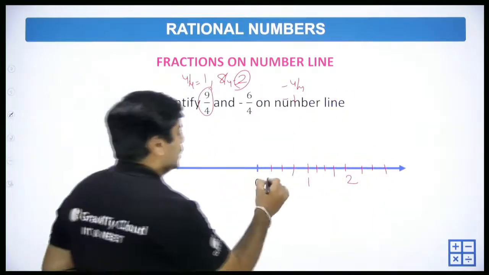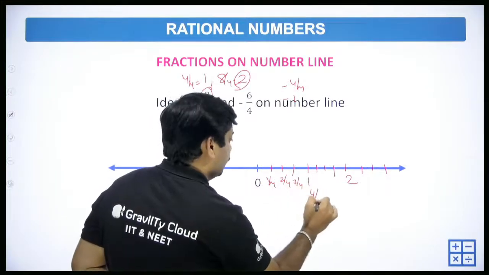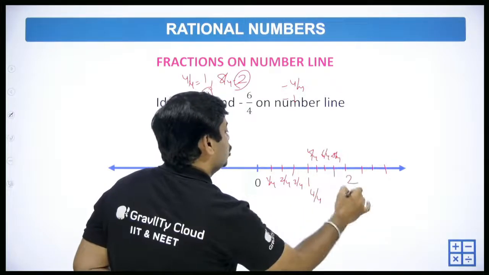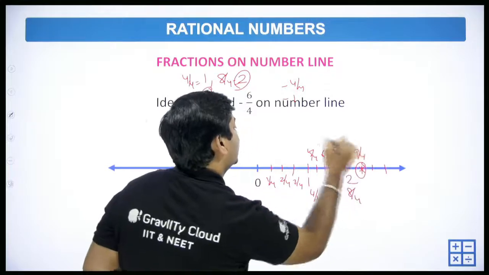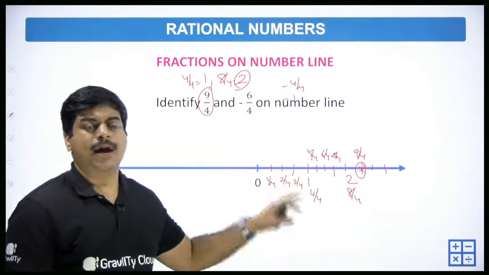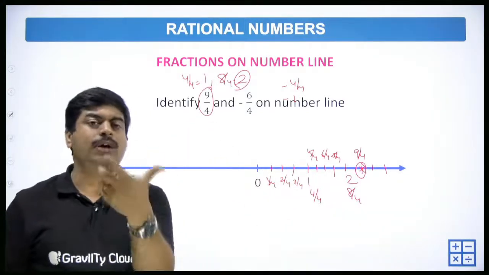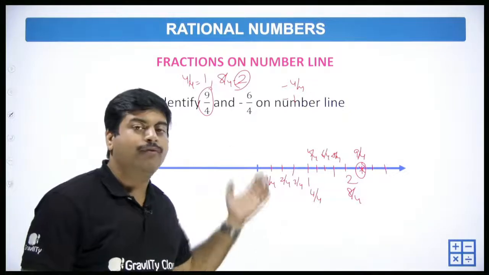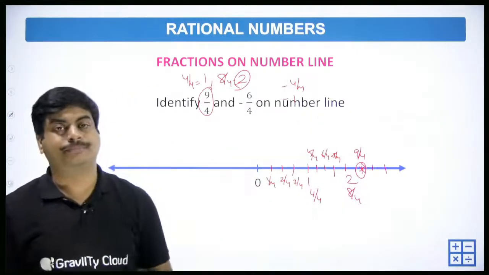The very first one is 1 by 4. Next 2 by 4, 3 by 4, and 1 is 4 by 4. Next 5 by 4, 6 by 4, 7 by 4, and 2 is 8 by 4. And finally, this is the value where we get 9 by 4. It's very simple. Okay. What is the denominator for? You need to break 0 to 1 into that many parts, and plot properly 1 by 4, 2 by 4, 3 by 4, 4 by 4, and so on till 9 by 4.